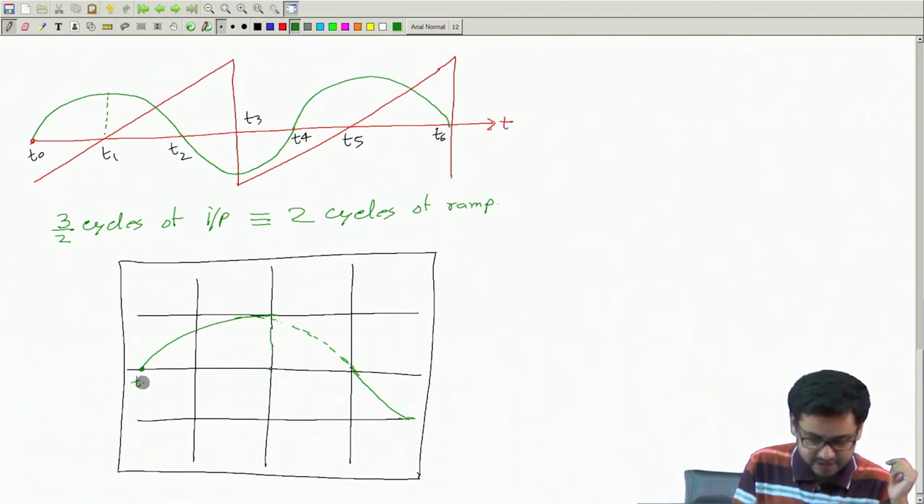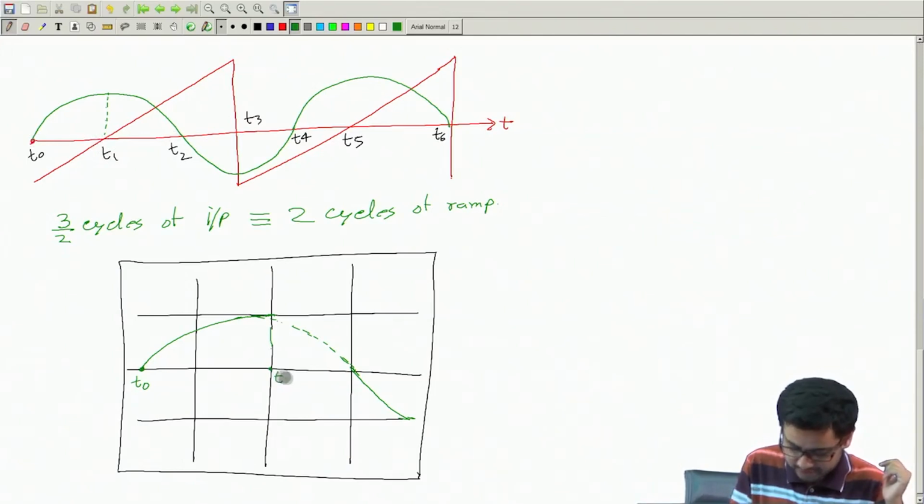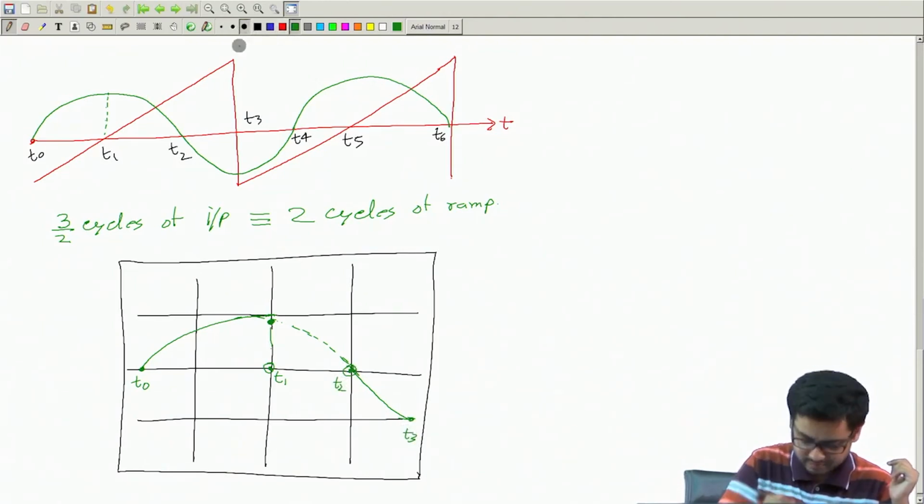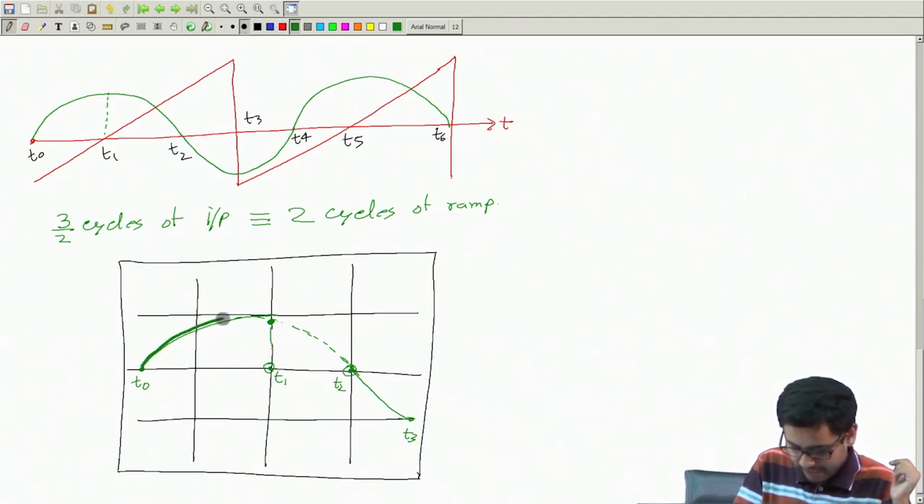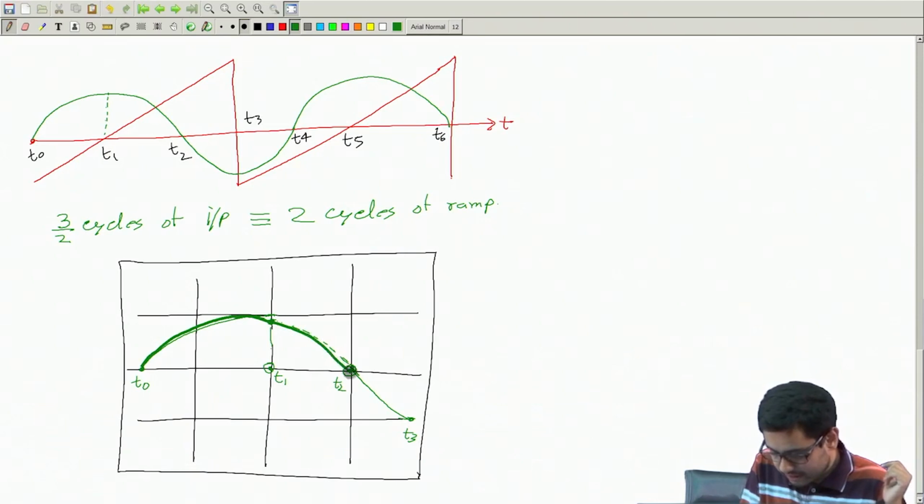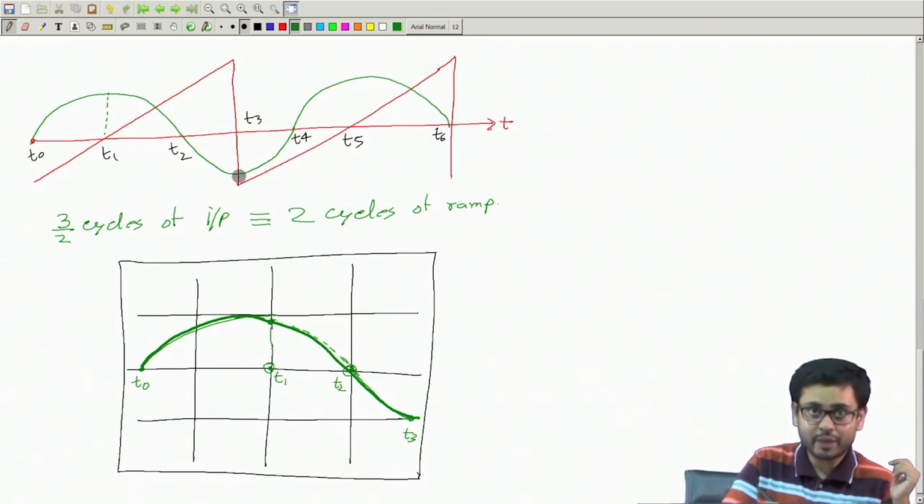So this is point T0. T1 somewhere here. No, T1 is here, when we are at the center according to the x-axis. Okay, this is T1. So that point will be here somewhere, and this is T2, this is T3. So we will have a trace possibly looking like this. Okay, and then what will happen?